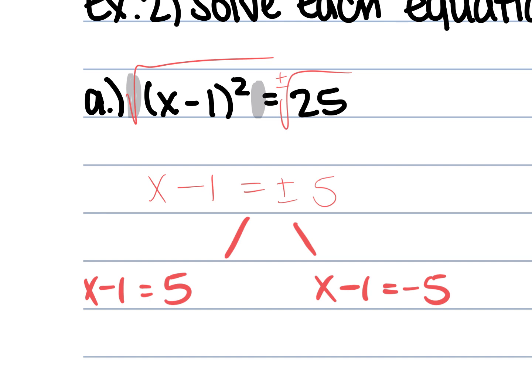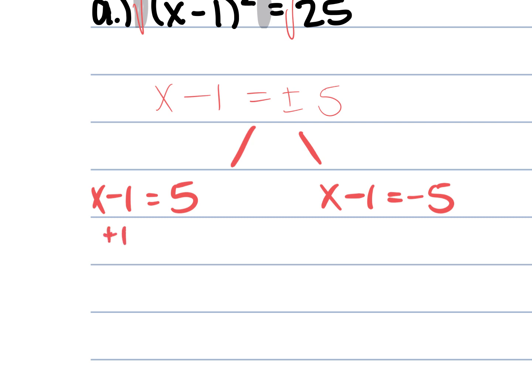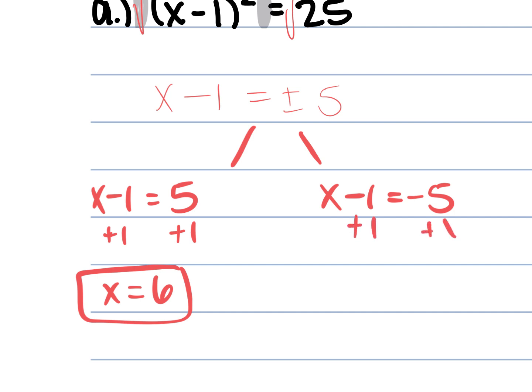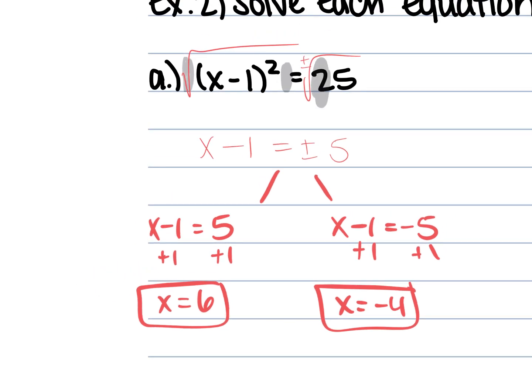Talk to me. What questions do we have so far? None yet? Okay. So we're going to add 1. This is going to be 6. And then we're going to add 1 over here. And x is going to be? -4. How many solutions did I get? 2. I got 2 solutions because the 25 was positive. Okay?